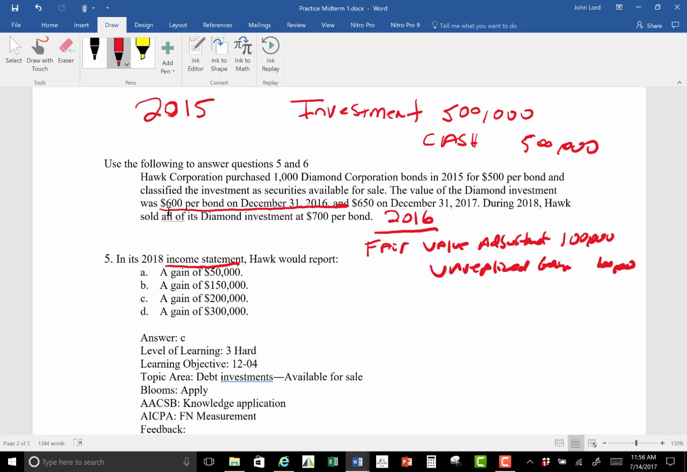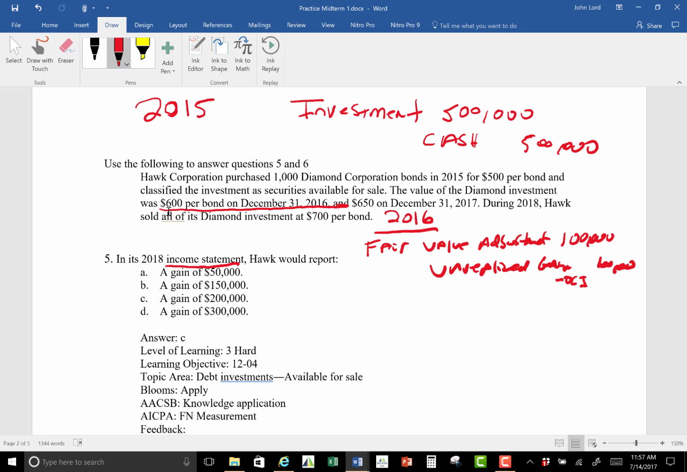Now I'm going to tee up on the board here my fair value adjustment, and right now I just debited for 100,000, didn't I? Okay. Now I need to, at the end of the year, this is unrealized gain. What type of gain is it? OCI, because this is an available for sale security, right?